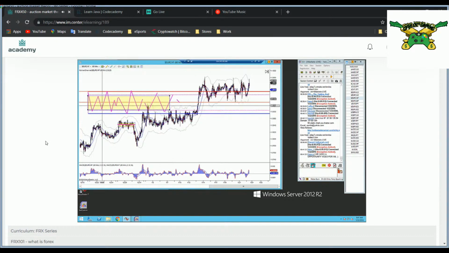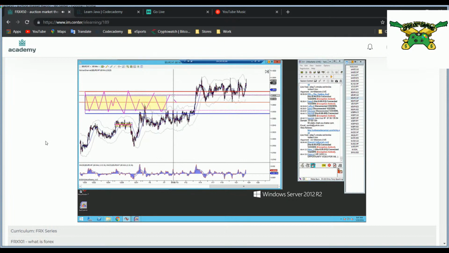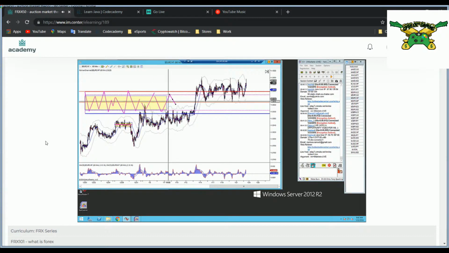This is where 70% of the action has come from, going forward. So the middle of this is called a point of control. This is the value area. This is where the market feels that it's a fair price in this zone. All right? It's a fair price.